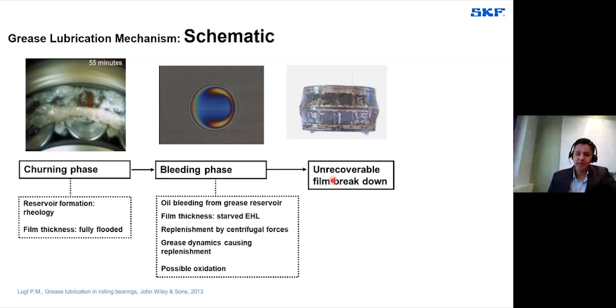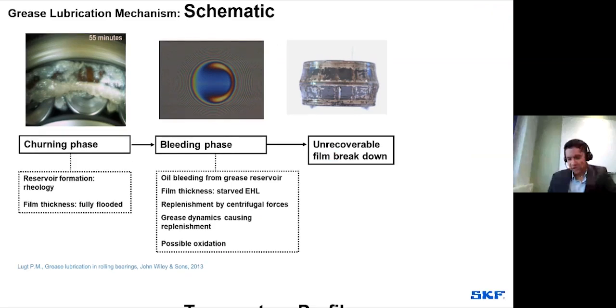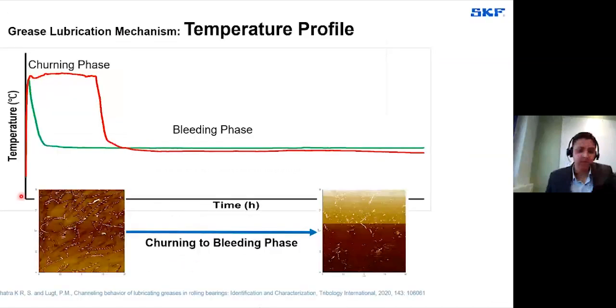So here, let's look at the temperature profile of these two phases, how exactly it looks. As I said, when you start bearing operation, grease starts to flow, and the entirety of the grease itself is involved in this process. Because of the huge viscosity of the grease, the friction torque is going to rise. Because of the friction torque, the temperature profile is also going to rise.